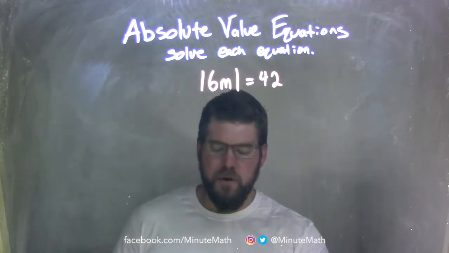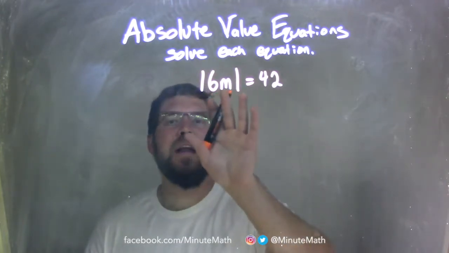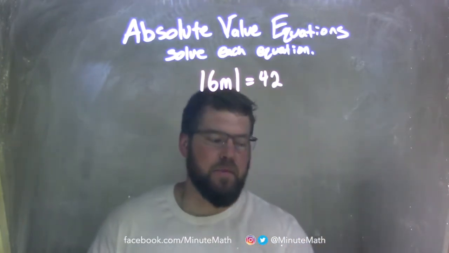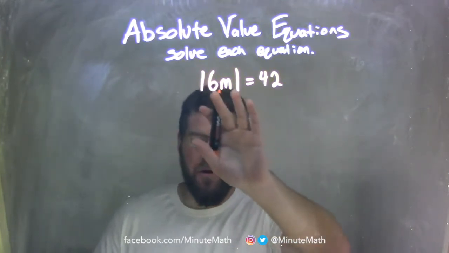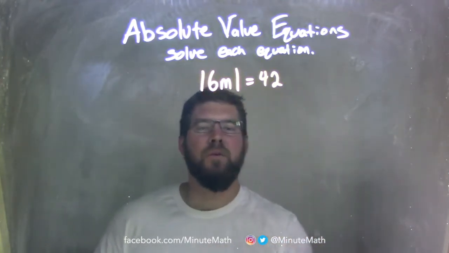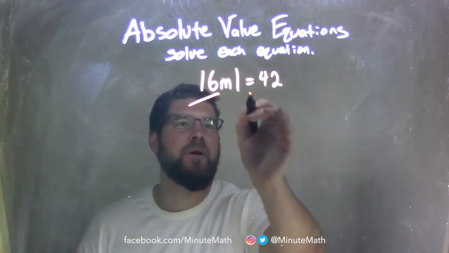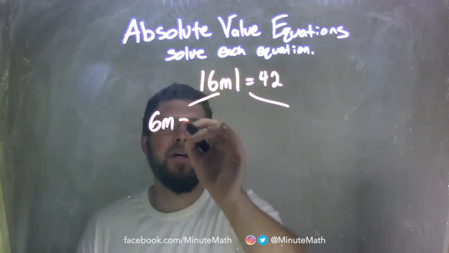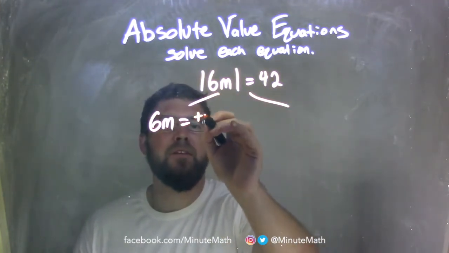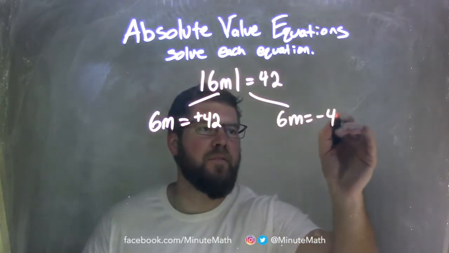Well, our first step here, and for a lot of these it's already done for us, is we need to isolate the absolute value, which we have. It's all by itself here. Once that happens, we then can split this equation up into two parts. 6m, what's inside the absolute value, equal to a positive 42, and 6m equals a negative 42.